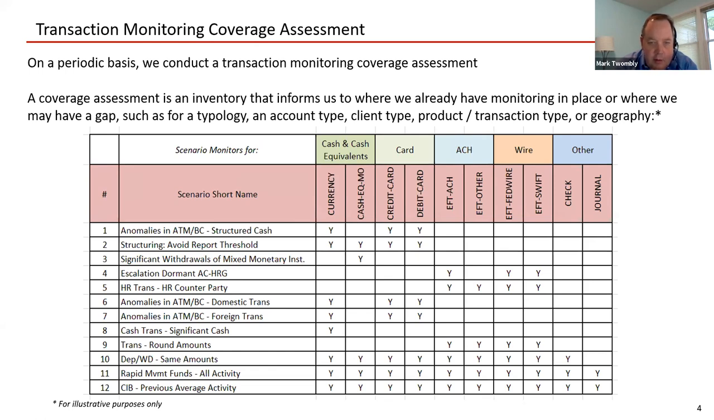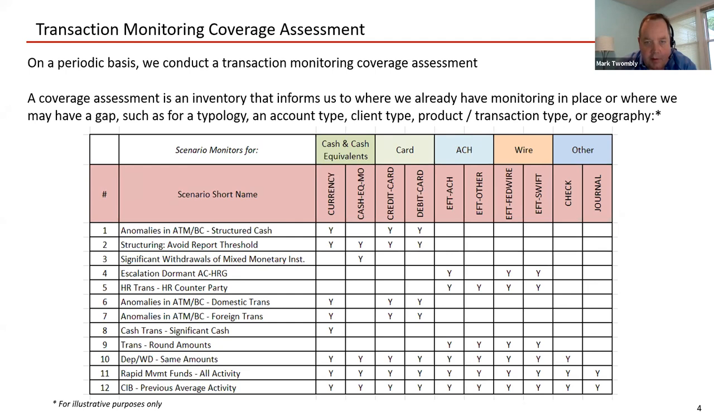There is a regulatory expectation that if you offer certain types of accounts, certain customers, various transaction types or geographies, you're supposed to have monitoring in place. This is a real basic matrix I've created, but let's say, for example, that your bank or financial institution is offering Zelle or P2P, you'd want to have something up there across the top saying that, and then does your monitoring capture that?